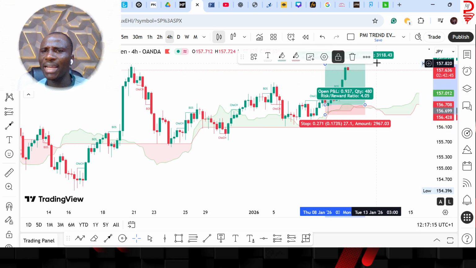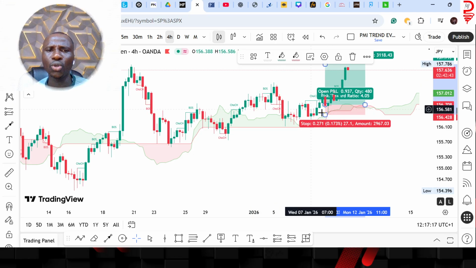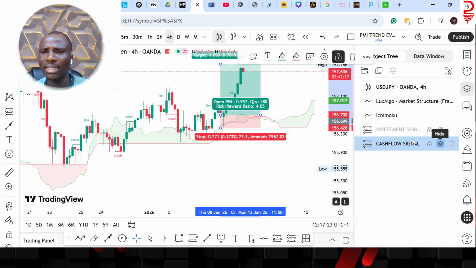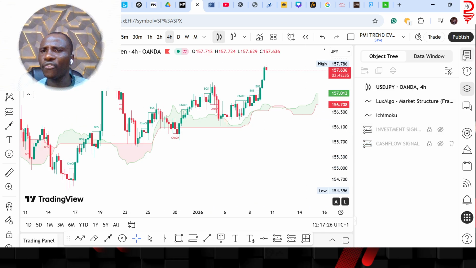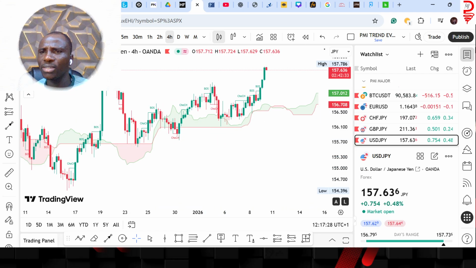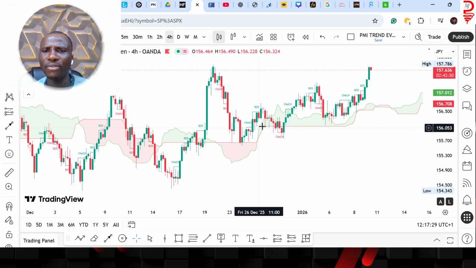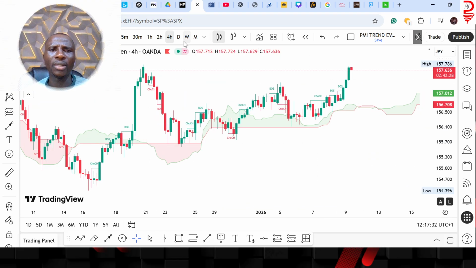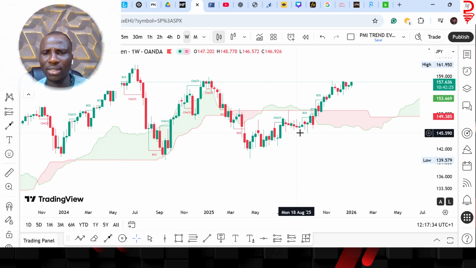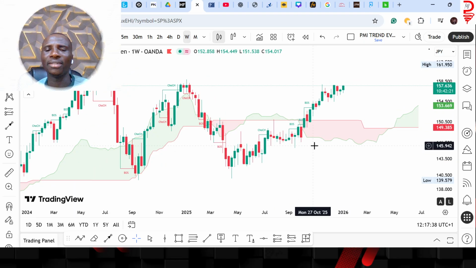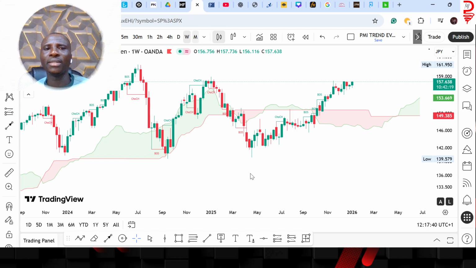So let me just hide this so that I will show you how I took the trade and how I engaged the concept of blocked liquidity zone. I want you to follow me very closely. So the starting point of our analysis, of course, if you have been following me, is to check the directional bias, which I did.